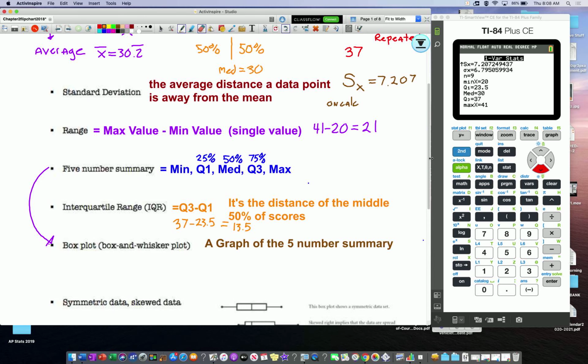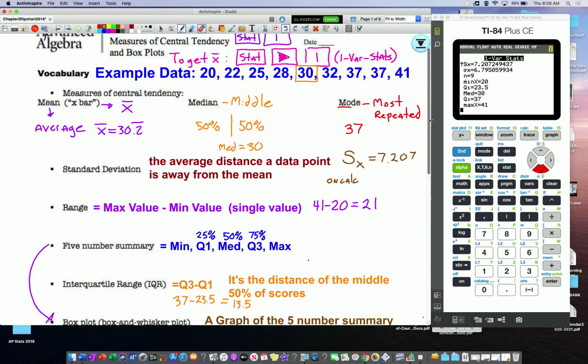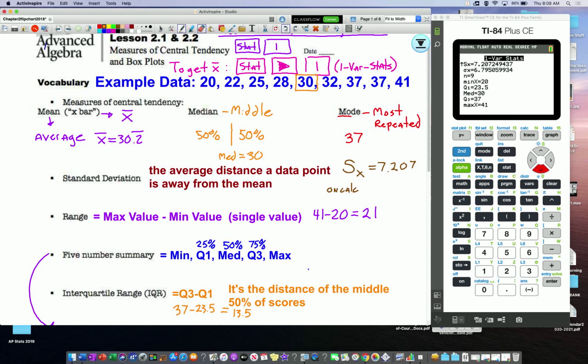Now, if you had to find it by hand, it gets a little more challenging. So what happens here is, here's the 50th percentile. What you'd actually do is find the middle score for Q1. So what you would do is you'd average those two. 22 plus 25 is 47. Half of 47. That's where the 23.5 was coming from.